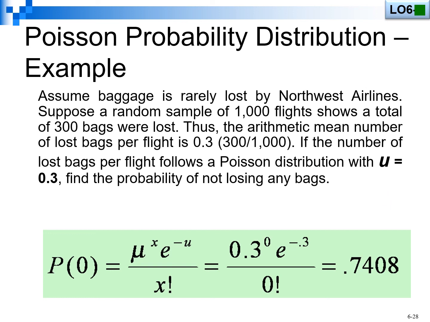And this is just showing you the basic calculation. In this case, you had a random sample of 1,000 flights. You had 300 bags that were lost. Thus, the mean would be you'd expect 0.3 of the bags to be lost. That's going to be mu. It says if the number of lost bags follows Poisson with mu equal to 0.3, find the probability of losing 0 bags. That means that x is equal to 0. So what they did was they just plugged these numbers into the formula, 0.3 to the 0, e to the negative 0.3 divided by 0 factorial, and they got this number. And again, you could also look this up in your tables in the back.